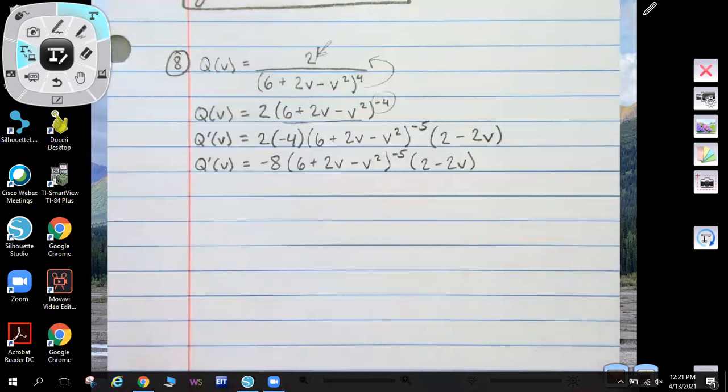I'm just not quite understanding how my notes are getting to this. I think maybe they're just skipping some steps. That's fine.